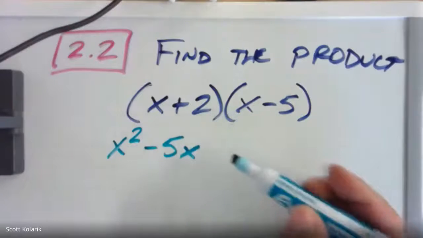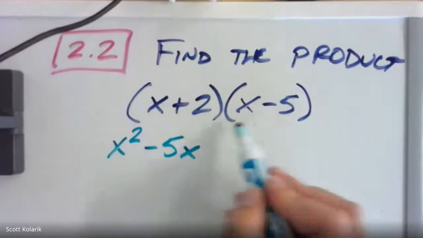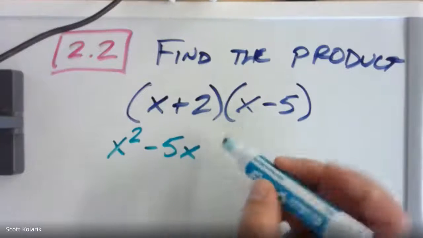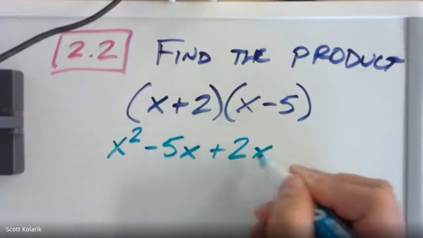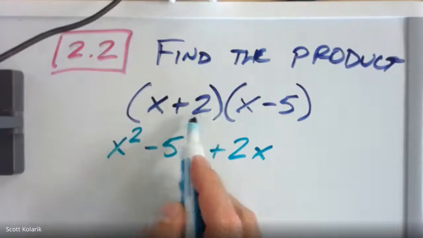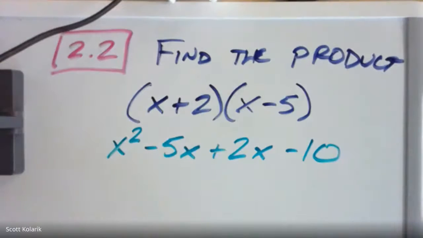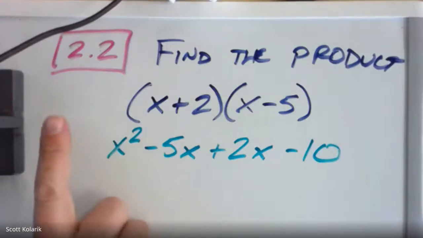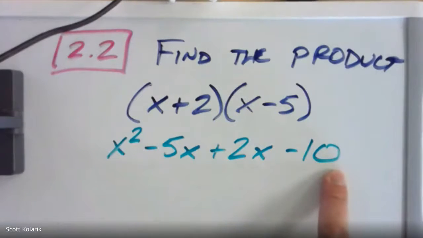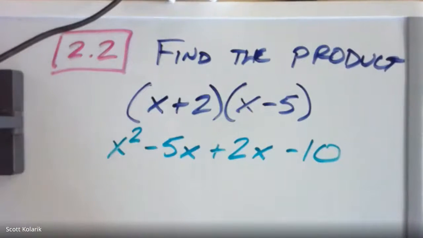+2 times x. This +2 is going to multiply through this parentheses as well. So +2 times x gives me a +2x. And lastly, the +2 times -5 gives me -10. There's our distribution. Okay, step one, distribute. Through multiplication, this is the long polynomial that we got as a result. Step number two, collect any like terms.